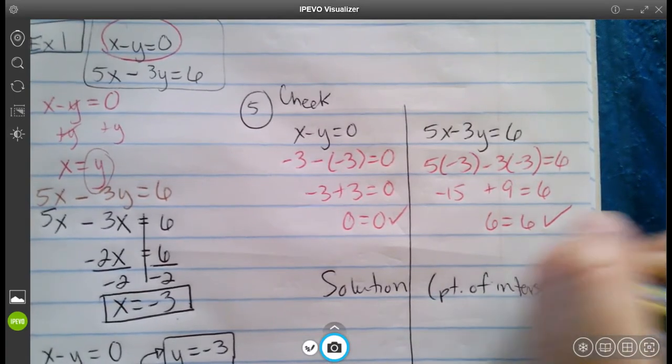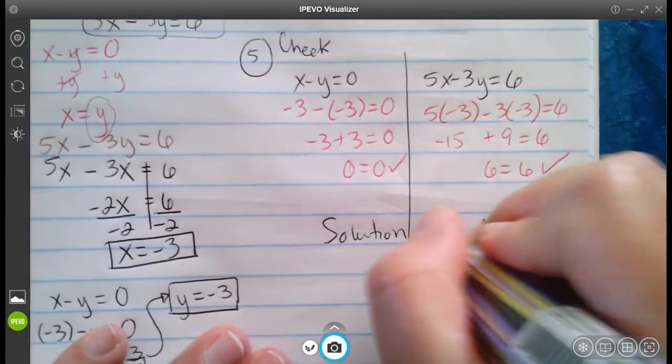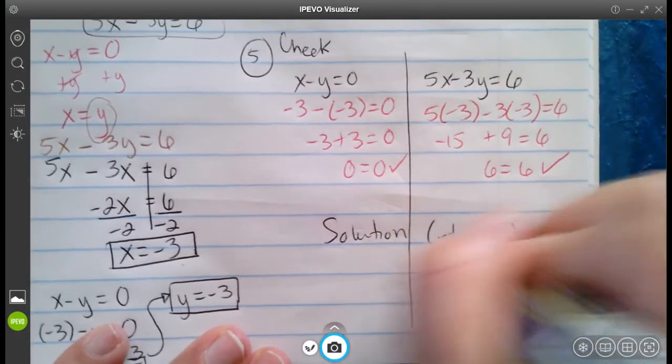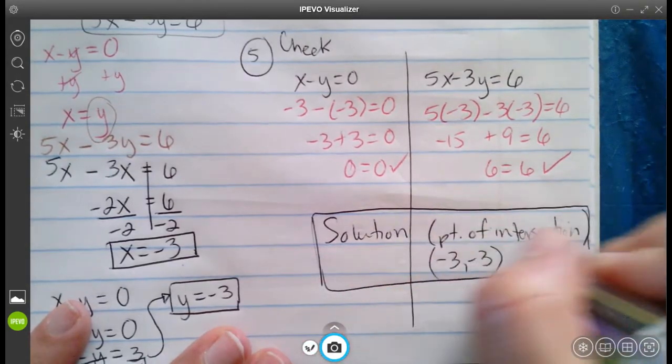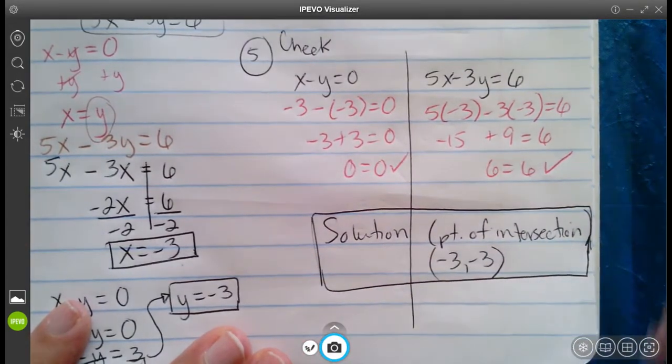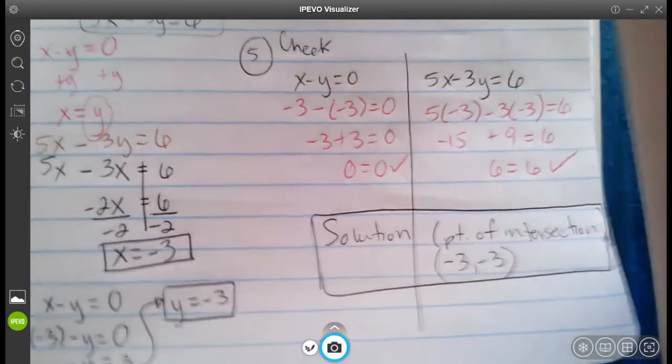I'm not going to graph it, but we'll do a graphing example in a little bit. It would be (-3, -3). And I am going kind of fast because this is something you have definitely seen before, but if you think it's too fast, go ahead and pause where needed and go back and take a look. Anyway, that's it for the first example. Moving on.